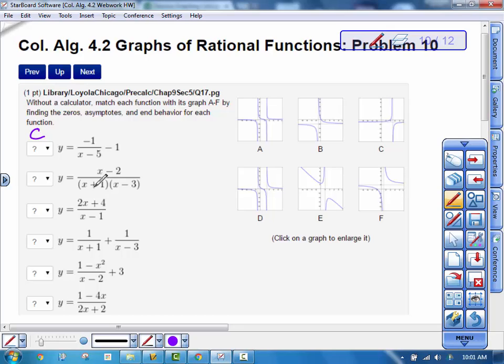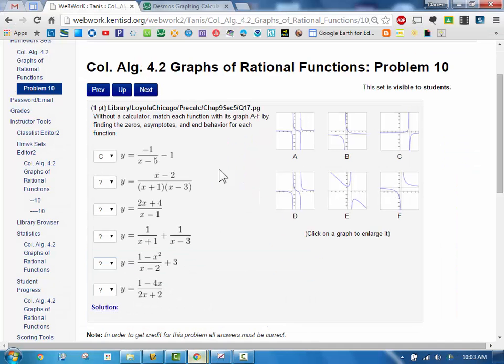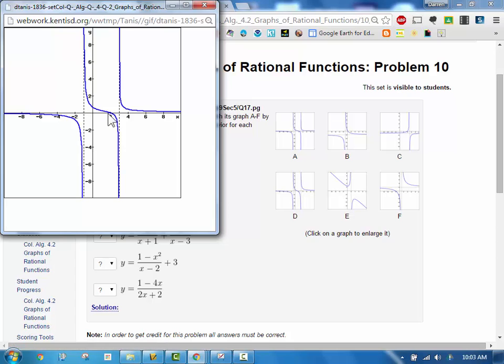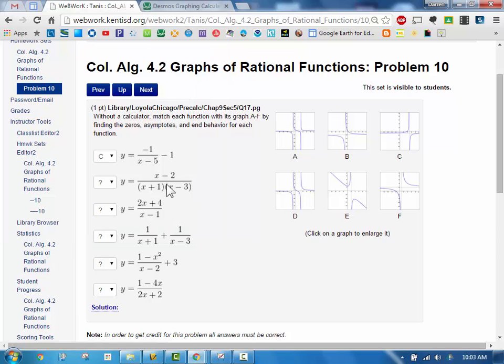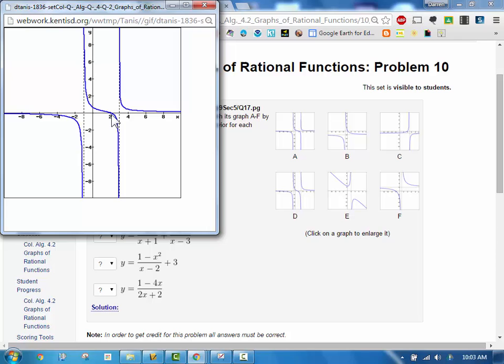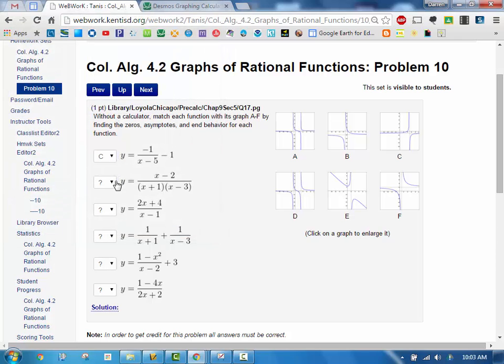This next one has 2 vertical asymptotes, one at negative 1, one at 3. So we're going to look for that. So it could be either A or D at this point. Now you have to click on these to enlarge them and see. What I did is I looked at the x-intercept and the y-intercept. Turns out this one has an x-intercept, if you click on it, at 2 right there, and that's important. The x-intercept is where the top is 0, where y is 0. So the top is 0 at 2, so that's going to match up with A, because that's the x-intercept. So that's going to be A.